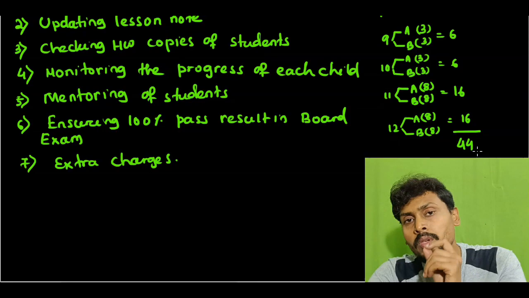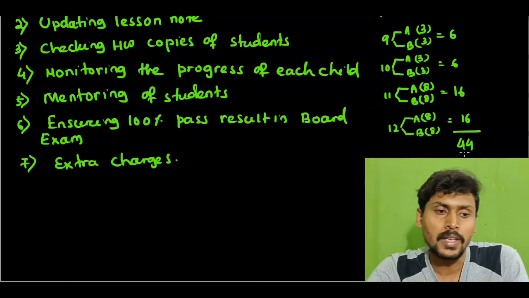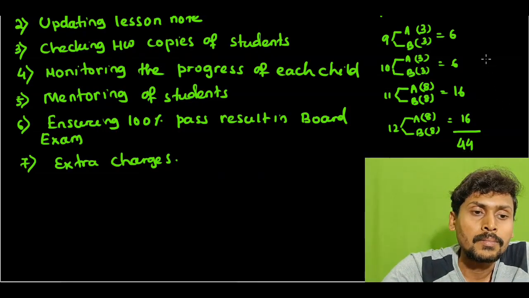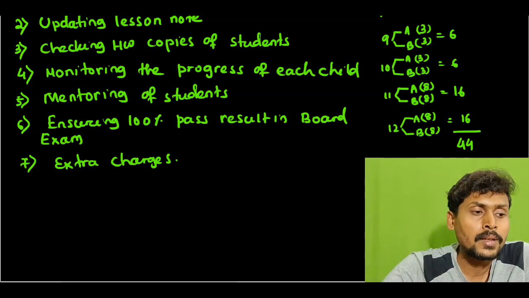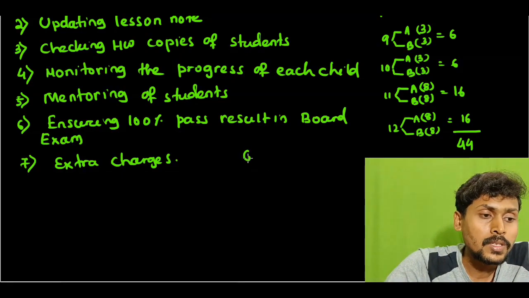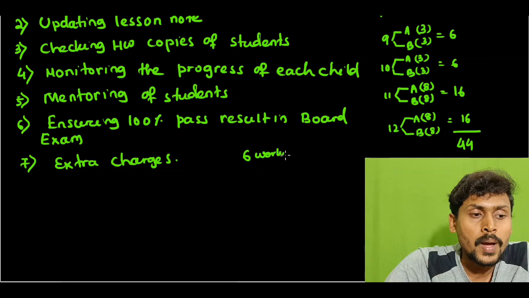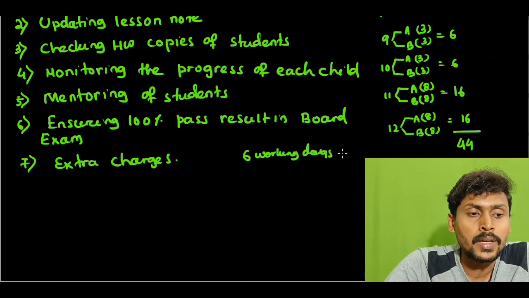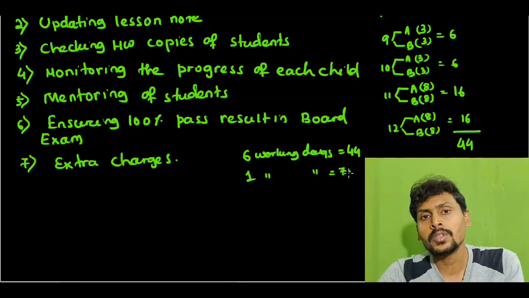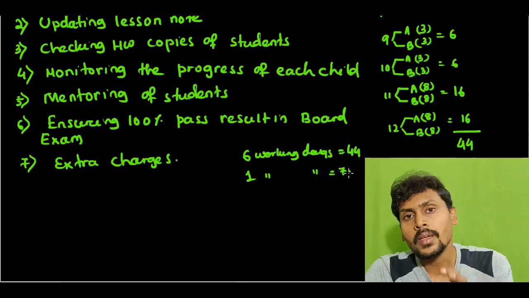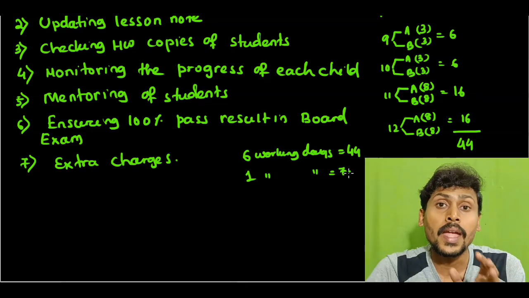So in a week you have to take 44 classes and in a week there are 6 working days. So 6 working days equal 44 classes. So each working day it comes to around 7 point something. That means every day 7 classes will be compulsory. On some days you have to take 8 classes.